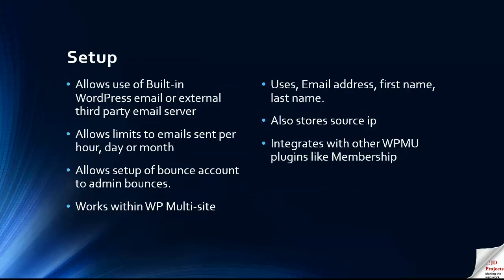So within the setup of the wpmudev e-newsletter plugin, we have the ability to use the internal WordPress mail or an external third-party mail server. By setting a third-party mail server, you could find a mail server that is more used to processing large numbers of emails. Because a lot of hosting providers will have a limit, and one of the other nice things about this system is that you can actually set what that limit is to make sure you don't break it or get stopped by your hosting provider.